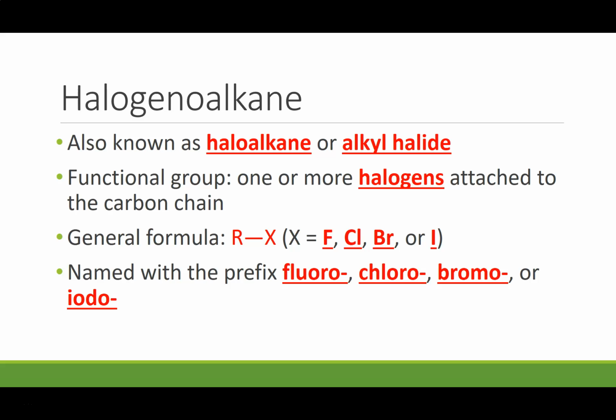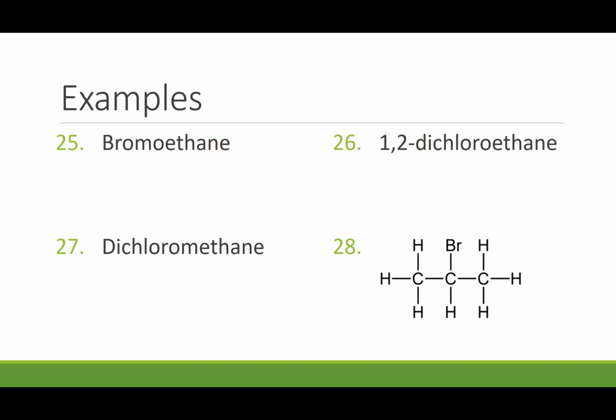Unlike the other compound classes that we've seen so far, these compounds are named with a prefix, fluoro, chloro, bromo, or iodo, instead of having a special suffix. Now let's look at number 25 through 28 in the guided practice packet. In number 25, we're going to draw bromoethane.